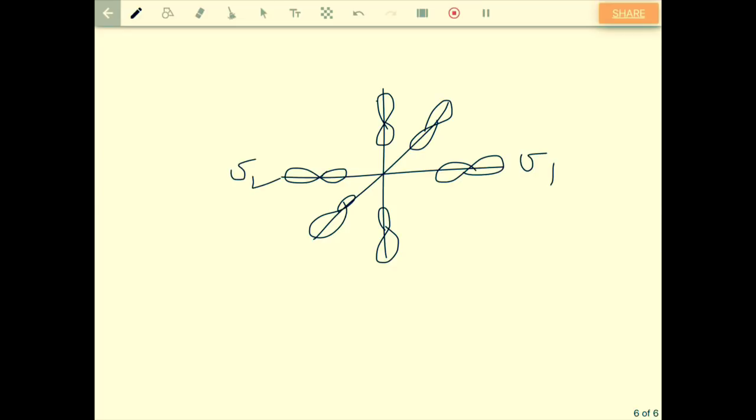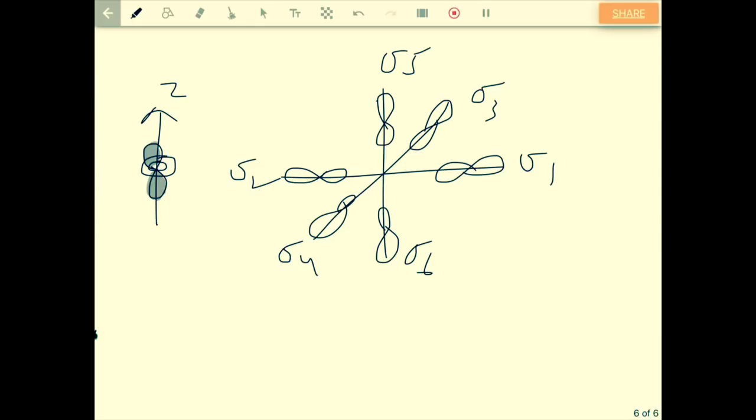This is sigma 1, sigma 2, sigma 3, sigma 4, sigma 5, sigma 6. If this is the dz square orbital of metal, this is diffuse type and it can be represented as this. So this is dz square of metal and it can be shown as this. The LGO should be like this, which can combine with the metal dz square orbital.